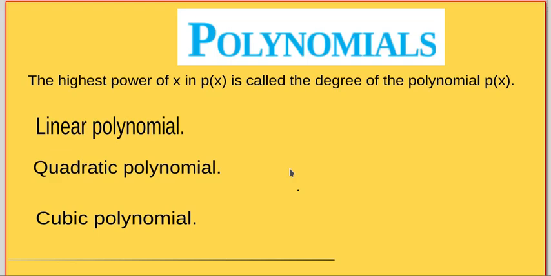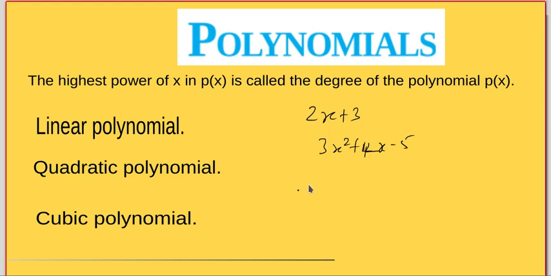Yes students, here we will discuss polynomials. Chapter 2, polynomials in class 10. Polynomials we have learnt in class 9 itself. The expressions, algebraic expressions, 2x plus 3, 3x square plus 4x minus 5. Okay, all these are polynomials.